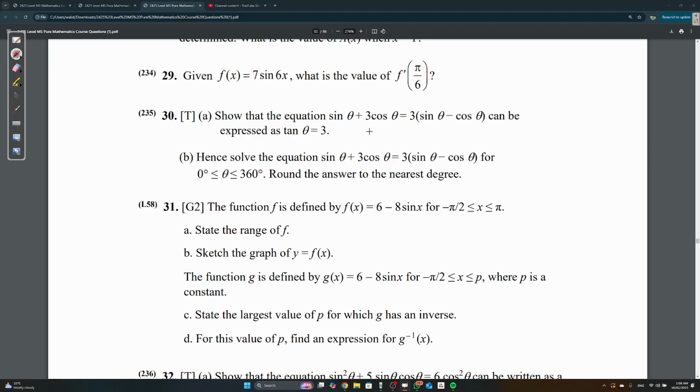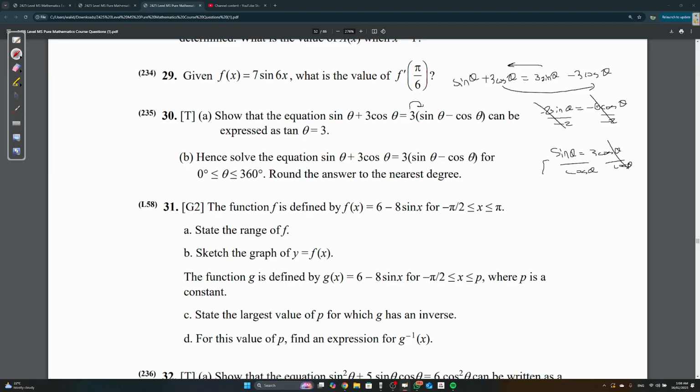I need to rearrange it in a way such that I have sine on one side and cosine on the other side, so that I can divide. Expand this: you're going to get sine theta plus 3 cosine theta is equal to 3 sine theta minus 3 cosine theta. Take this to the other side, and you get minus 2 sine theta is equal to minus 6 cosine theta. Divide by minus 2 on both sides, you get sine theta is equal to 3 cosine theta. Divide by cosine theta now on both sides. This cancels and this becomes tan theta is equal to 3.